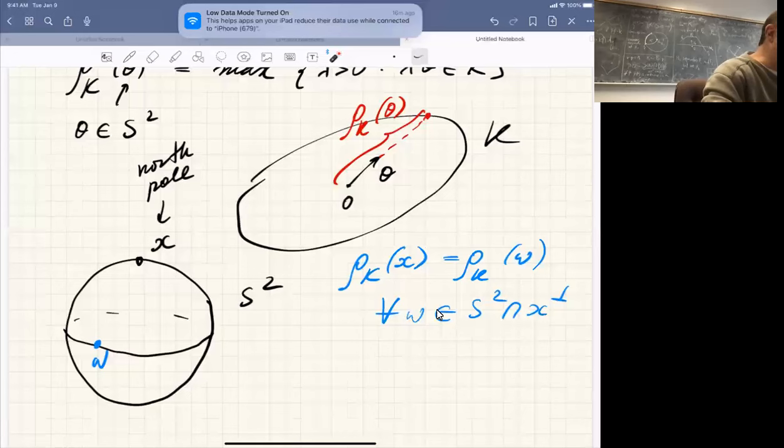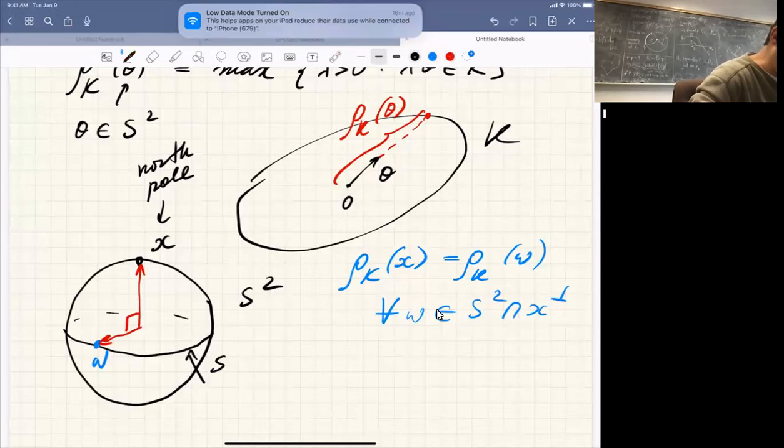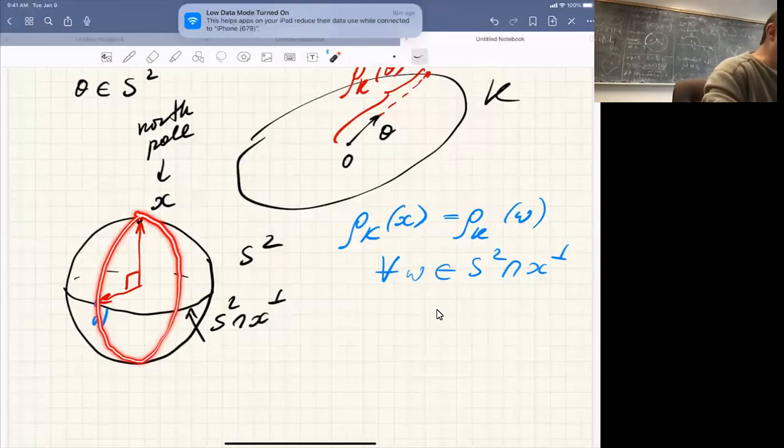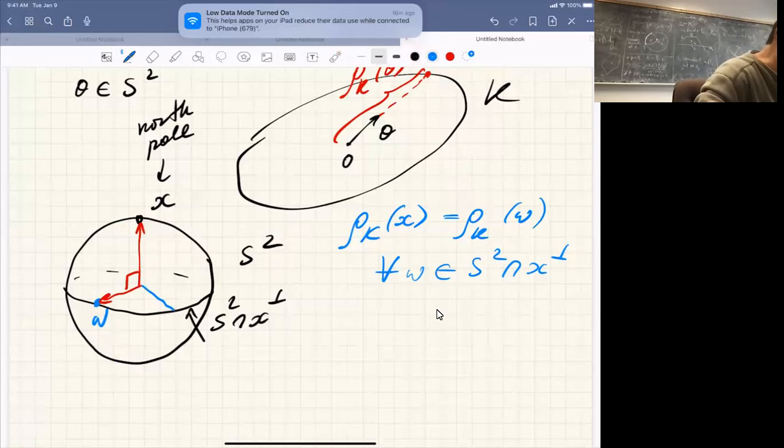And why this is so is heuristically obvious. If you take this X and you take this W, they are orthogonal. So this piece is exactly S2 intersection X perp, this equator. And then if I live in this subspace, if you want, I can draw, this is my Xi, so this is my Xi perp.